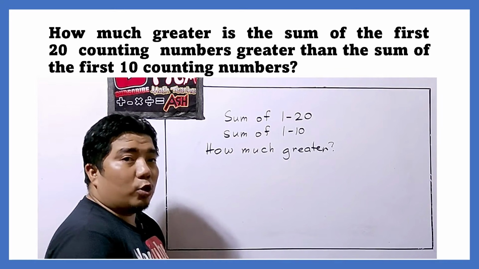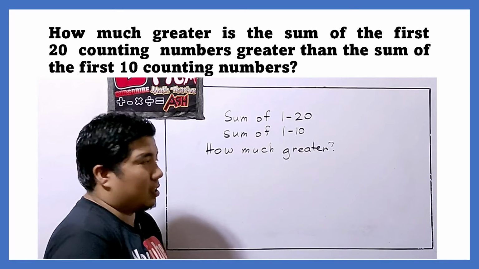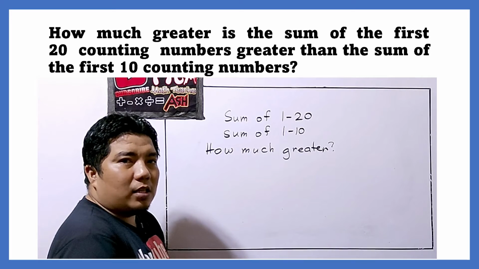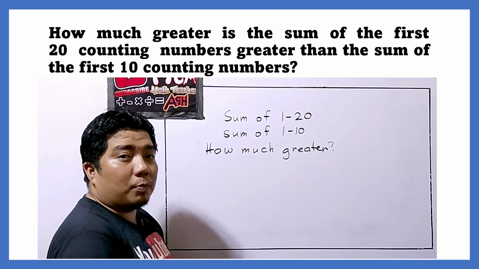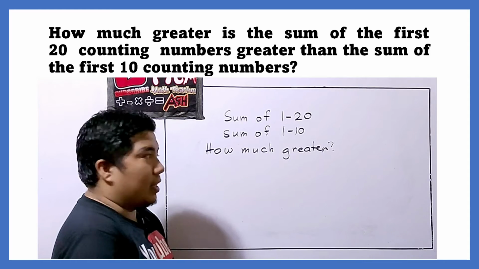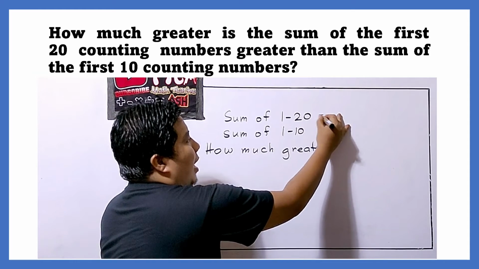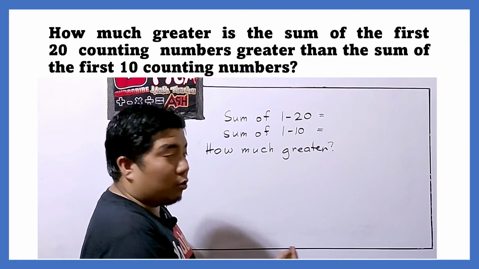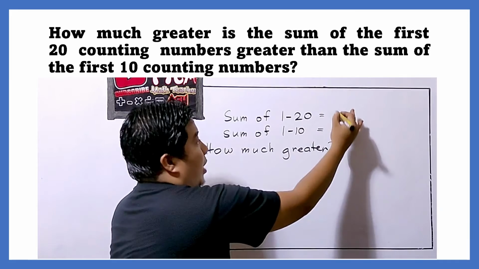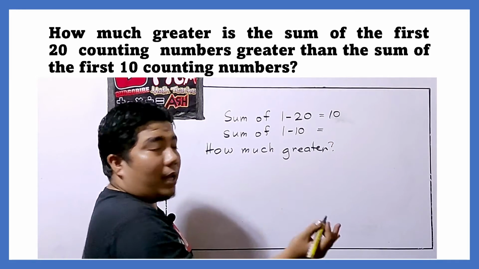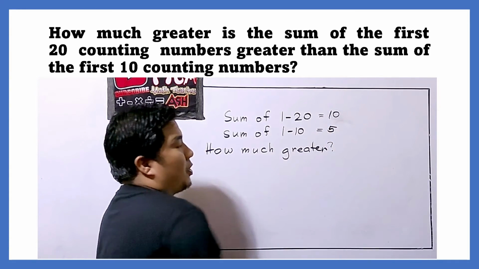Now, basically, what we can do here is to use some tricks. If you are adding consecutive numbers or certain sequences such as 1 up to 20 and 1 up to 10, the technique here is very simple. You just need to get how many pairs you can make out of each sequence. From 1 up to 20, there are 10 pairs. For 1 up to 10, there are 5 pairs.